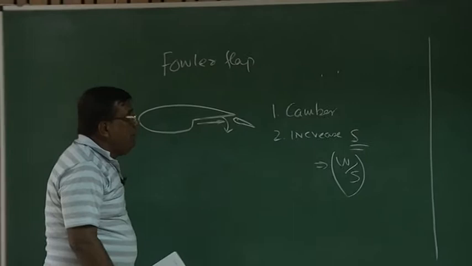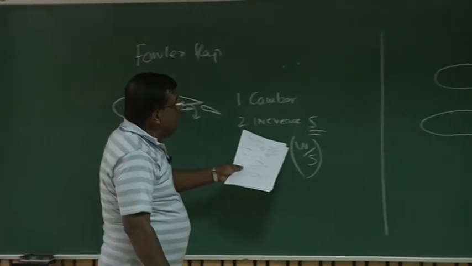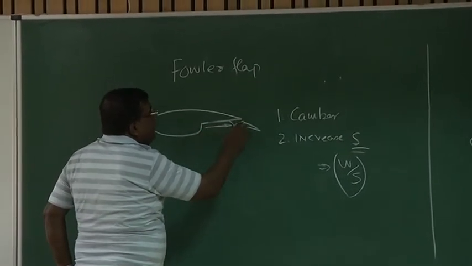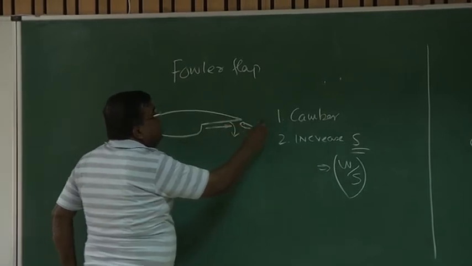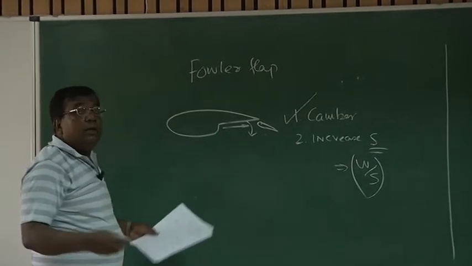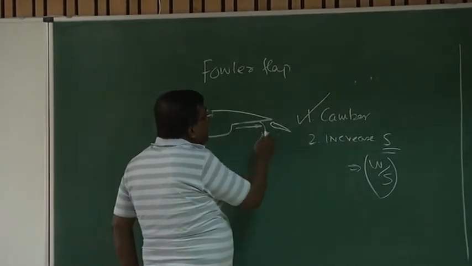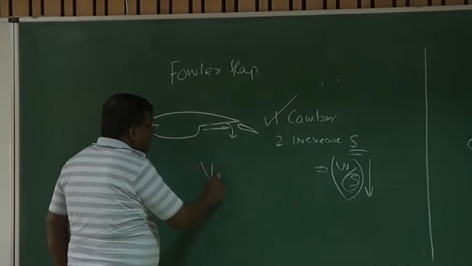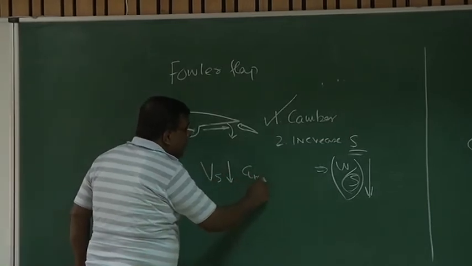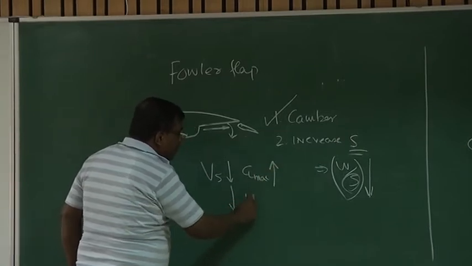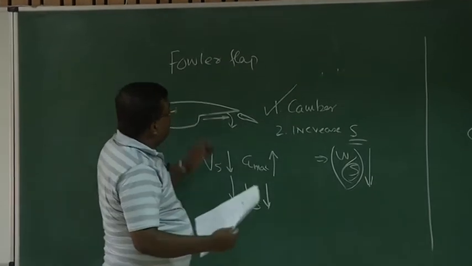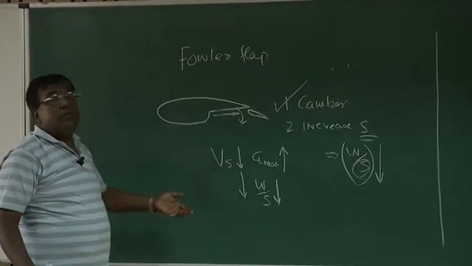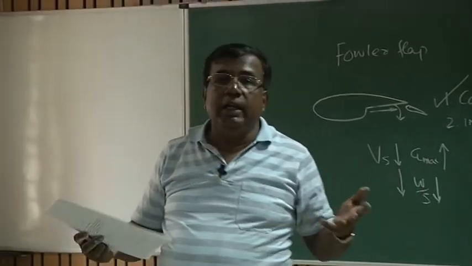And you know Vstall will decrease if I decrease wing loading. Please understand, with this Fowler flap, the two motions, one is going like this and then rotation. By rotation, it has increased the camber, so it has helped CLmax. By going backward, it has increased the area, so wing loading has gone down. And you know that Vstall goes down if CLmax increases, it also goes down if W by S decreases, right? So increasing the area, W by S has gone down, so it has also helped in decreasing Vstall. What a wonderful design. Simple, elegant, right?